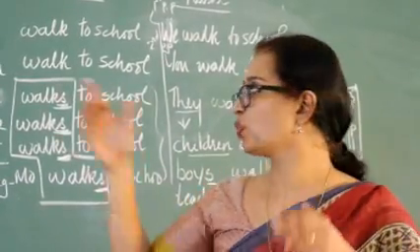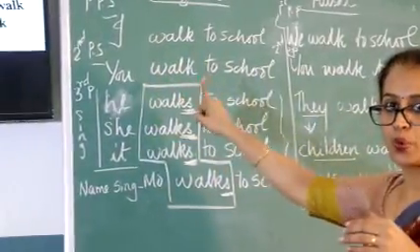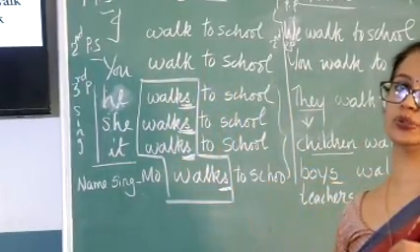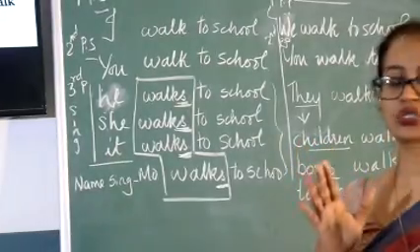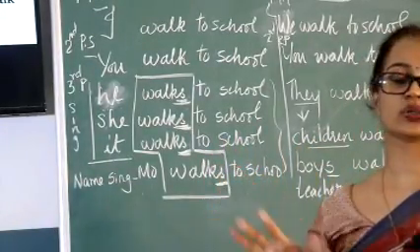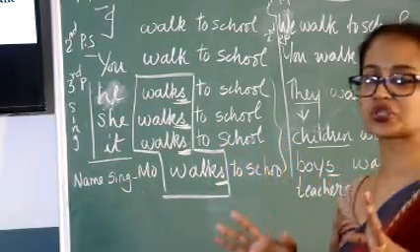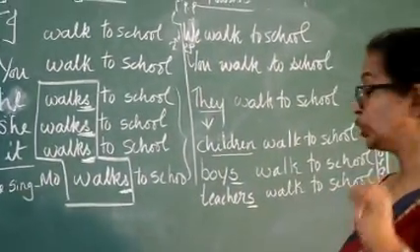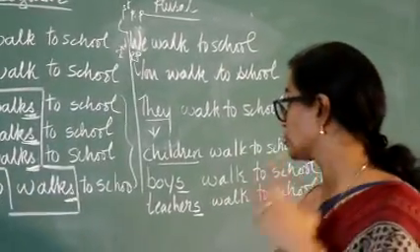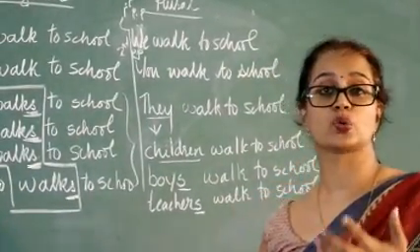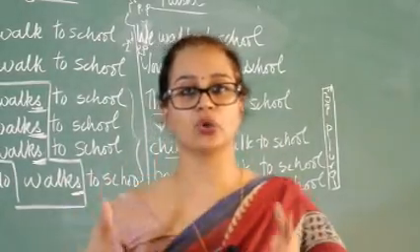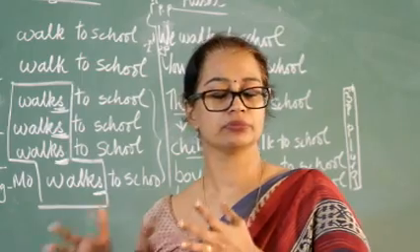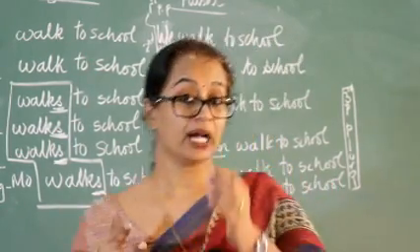So I don't walk to school. You don't walk to school. He doesn't walk to school. She doesn't walk to school. It doesn't walk to school. Mo doesn't walk to school. We don't walk to school. You, the whole class, don't walk to school. They don't walk to school. Children don't walk to school. Teachers don't walk to school. And so on. I know you might find this boring.